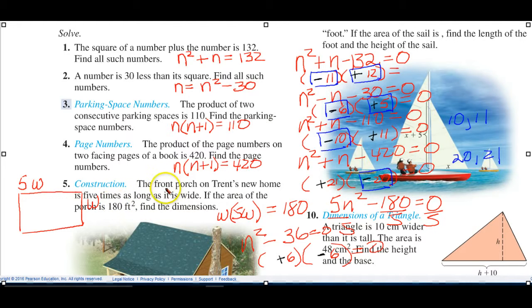And for here, the front porch is going to be 6. And then this would be 5 times 6 is 30. So looking at our rectangle of the front porch, 30 times 6 is 180.